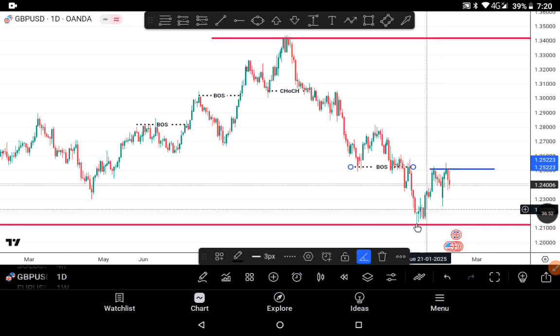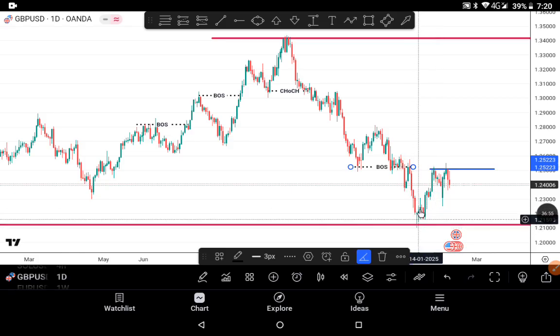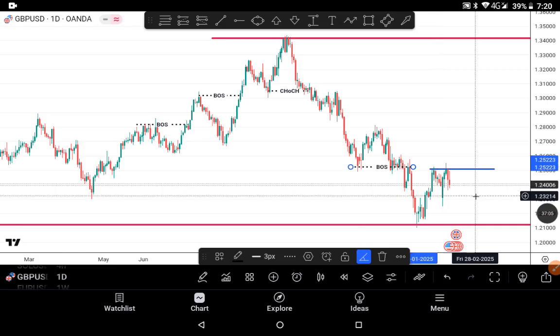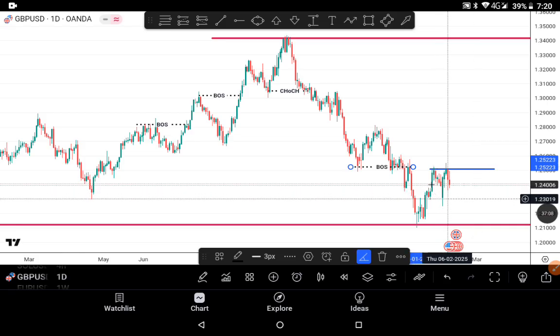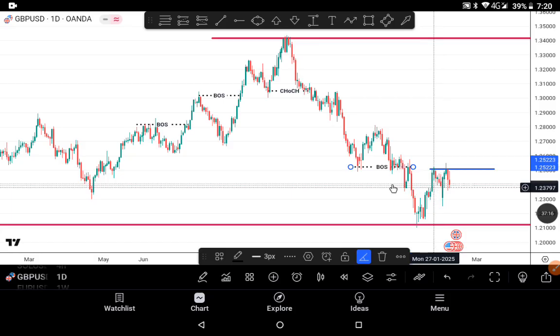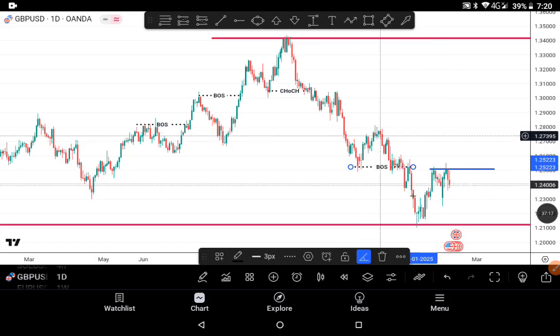So you see that the market tested it, rejected it, and made a little bit of range before going up. So at this top, can you say that the market is now buying or selling? You can't say it is buying yet. Why? Because it has not given us a change of character. Now it gave us a high, low.